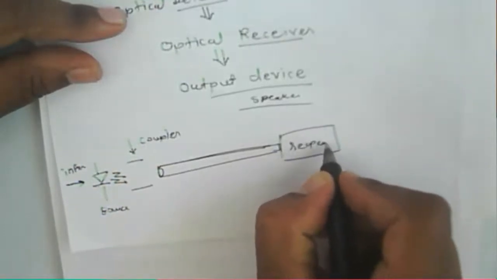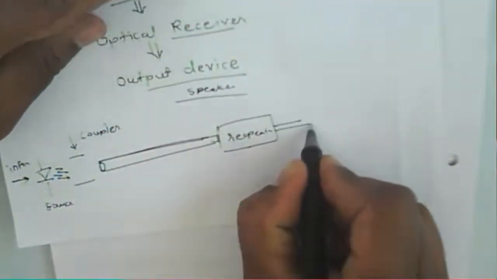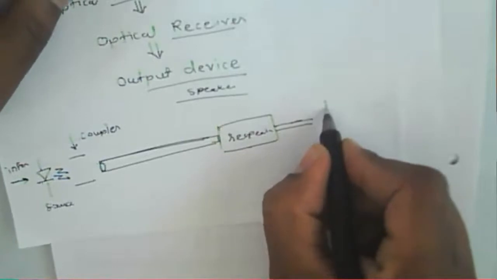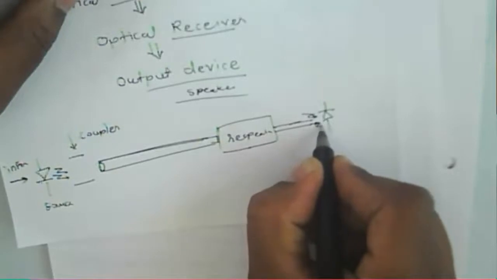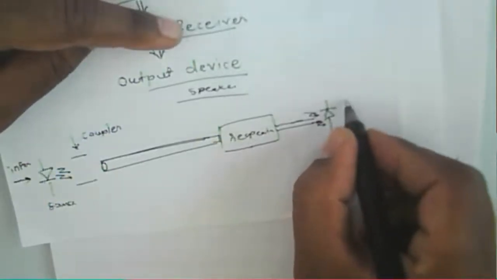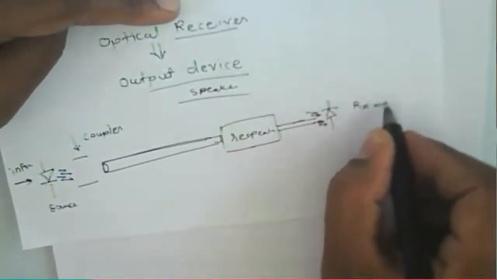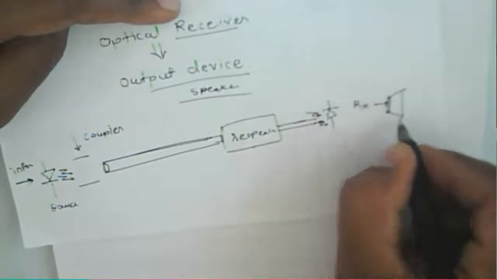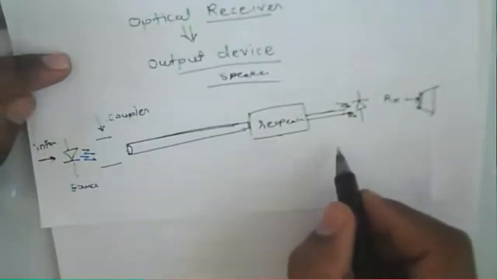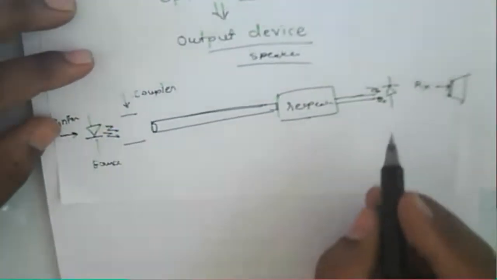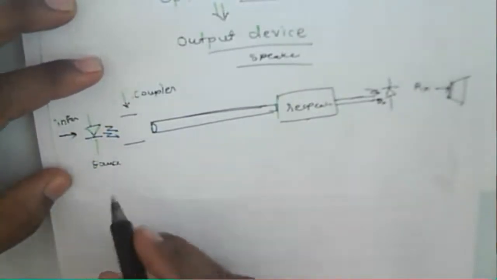Then in between, a repeater is used, and after the repeater again fiber, and at the end we have a detector. The detector detects the signal, then we have a receiver, and then an output device. If it is a speech signal, then there will be a speaker. So this is the optical communication link, or optical system.